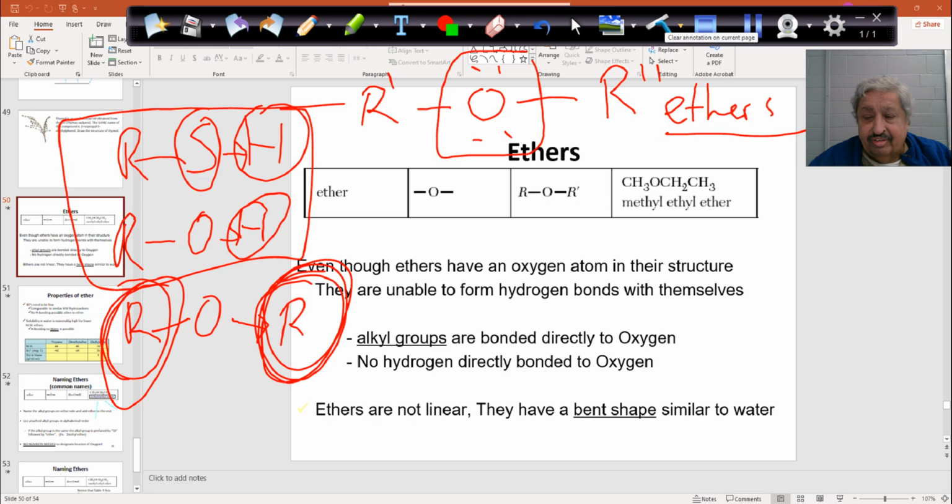Ethers are not reactive. So now, ethers cannot make a hydrogen bond. Those, they can make hydrogen bond. So both of those here, they can make hydrogen bond, correct? We talked about hydrogen bond before, correct?